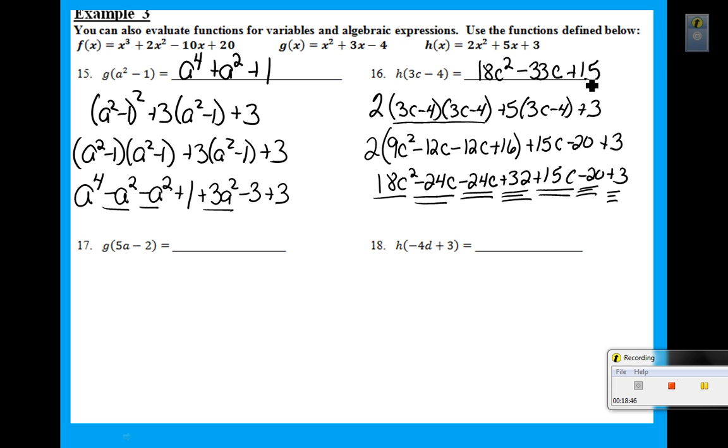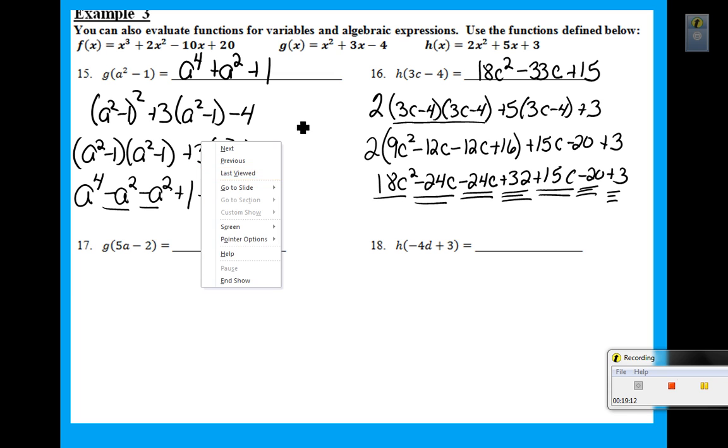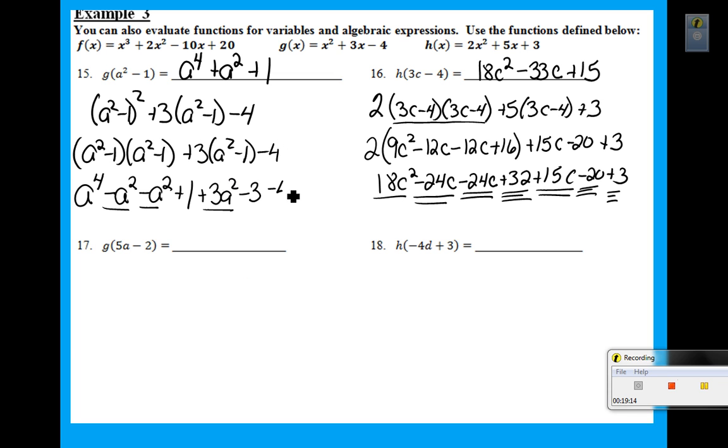Looking back on my number 15, I used a wrong number. I looked at h and used a 3 there, guys, when it should have been a minus 4. So let me correct that error there. Hopefully you caught it as you went. And this really should have been a minus 6. I looked at the wrong part of them there.